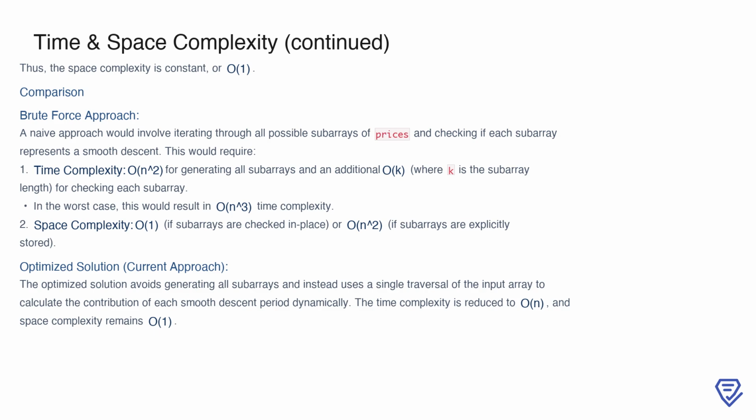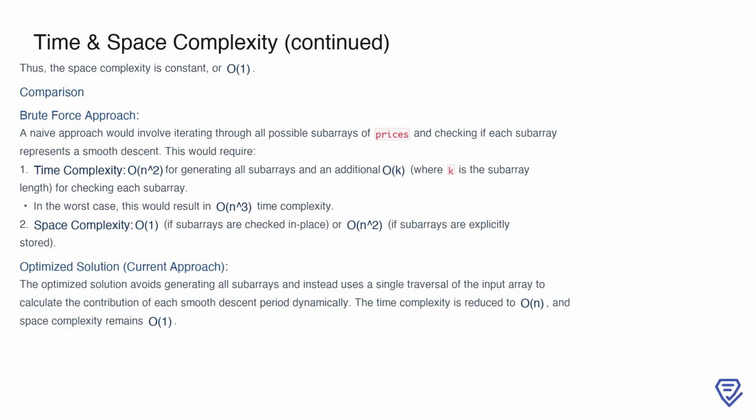In terms of space, the brute force approach would require O(1) space if subarrays are checked in place, but explicitly storing all subarrays would increase the space complexity to n squared. In contrast, our optimized solution eliminates the need to generate subarrays and dynamically calculates the contribution of each smooth descent period using a single traversal.